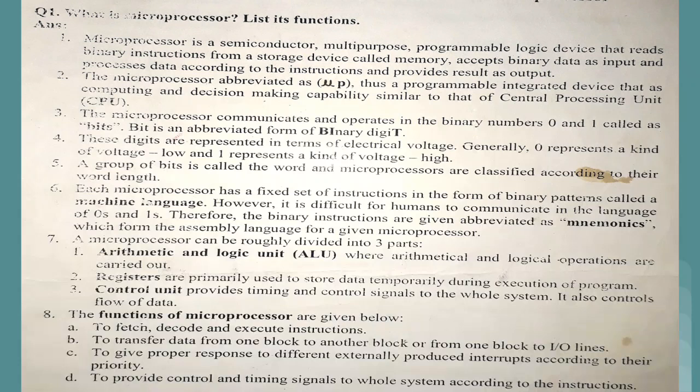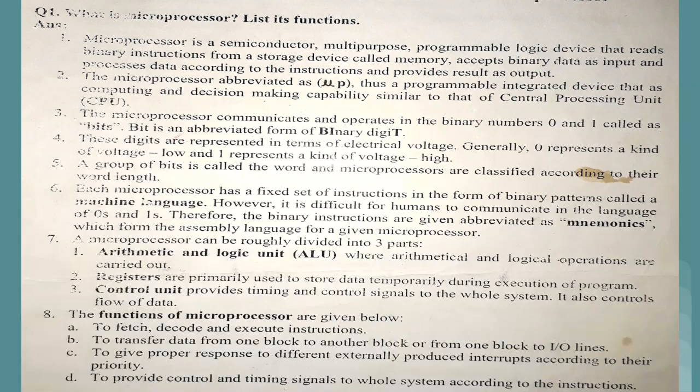These digits are represented in terms of electrical voltage. If we are connecting the wire to the negative terminal of the battery, that particular terminal provides you the data as 0, and if the terminal is connected to the positive terminal, that particular data is considered as a 1. So depending upon the electrical voltage, if we have high voltage, then that is 1, and if we have low voltage, then it is 0.